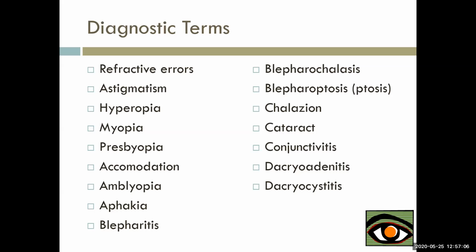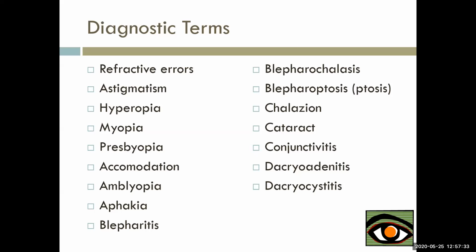Amblyopia is decreased vision in early life because of a functional defect that can occur as a result of a strabismus, refractory errors, or trauma, usually in one eye, often referred to as a lazy eye. Aphakia is absence of the lens, usually after a cataract removal. Blepharitis is inflammation of the eyelid.